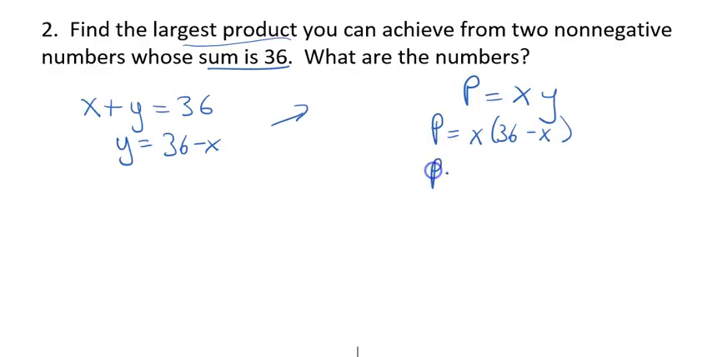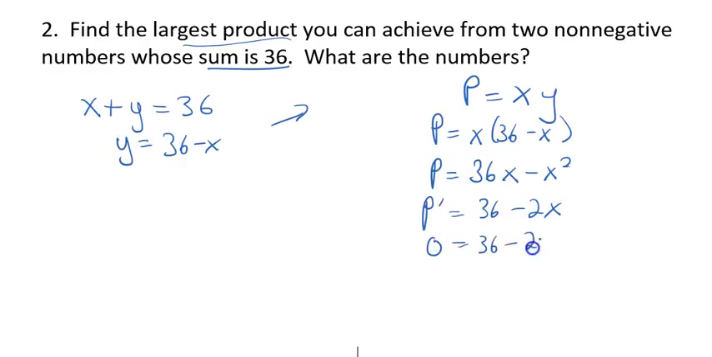And distribute. And then I'm ready to take the derivative because it's a nice polynomial. So when I take the derivative, I get 36 minus 2x. I want to set that equal to 0. Add 2x to the other side. And then divide. So I get x is 18. Well, if the two numbers have to add up to 36 and one of them is 18, the other one also has to be 18.